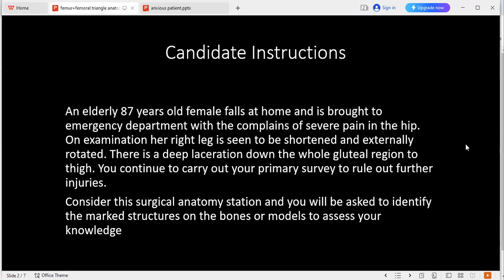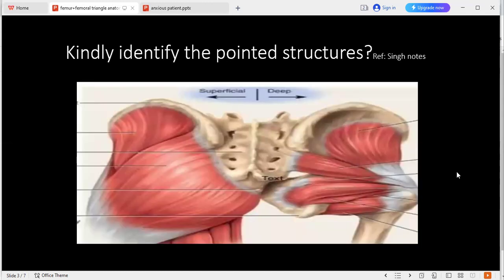Okay, so if you read and understood your surgical anatomy station, please tell me, what are you looking at? This is an image of the gluteal region, with the hip bones and the muscle layers, which are arranged around the sacrum in 2 layers, superficial and deep. Okay, please tell me the whole description.